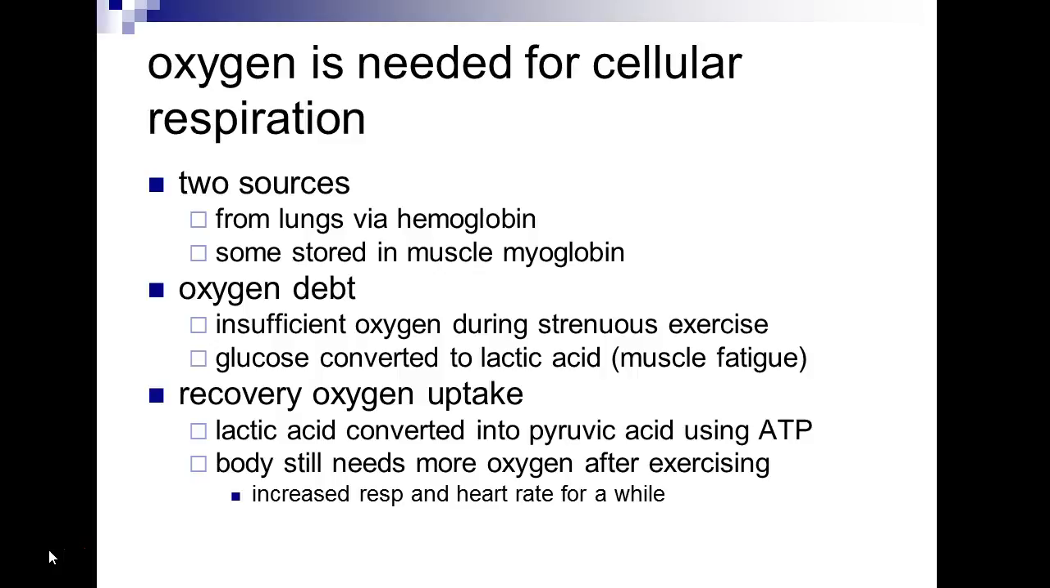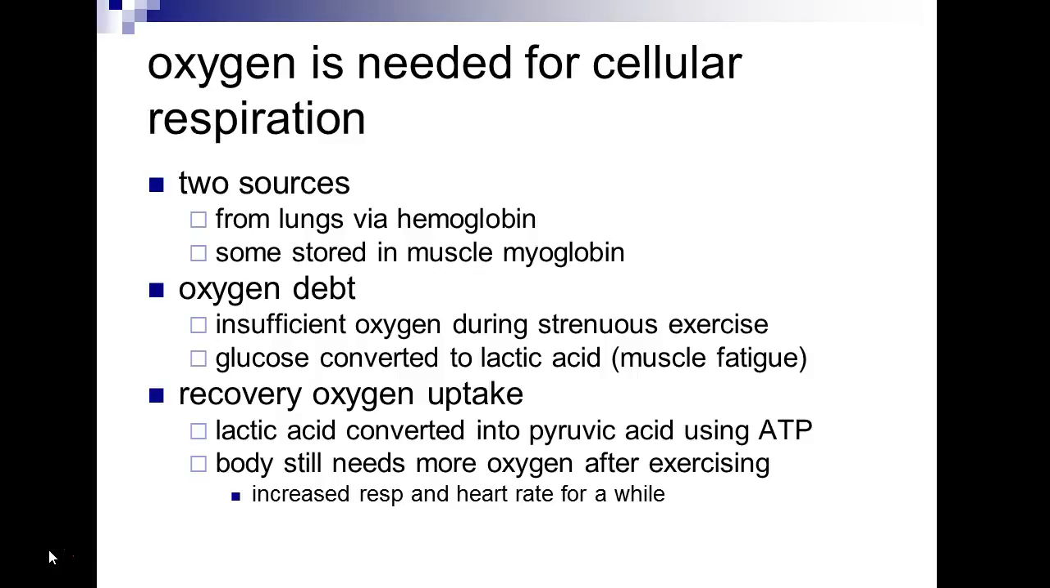So we need oxygen. In order for muscles to contract, they need a lot of oxygen. And there are two sources. Just like every other cell, we breathe it in from the outside, it comes into the lungs, and then it gets transferred to the blood, and it attaches to the hemoglobin in the red blood cells. So that's one source that every cell has. But muscles, since they often need lots of energy, also store oxygen in the myoglobin.